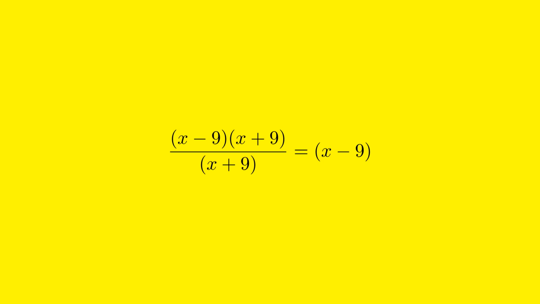Therefore, the simplest form of the rational expression is x minus 9. This is the final step.